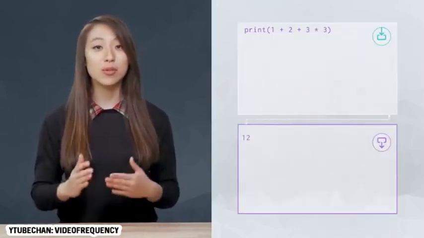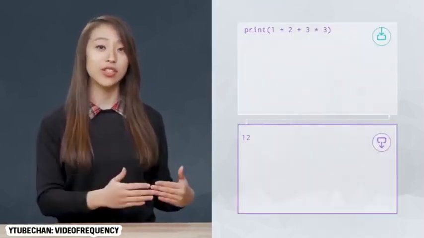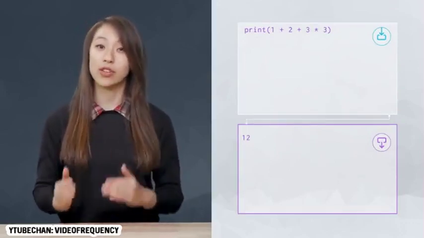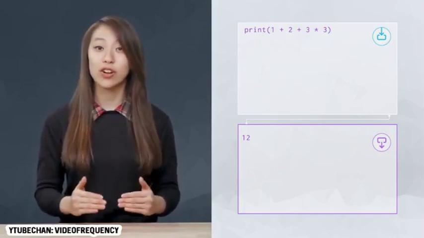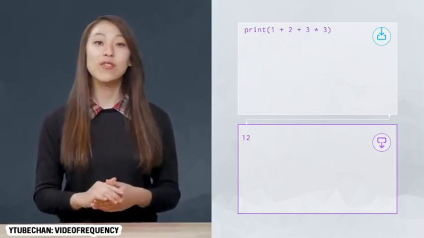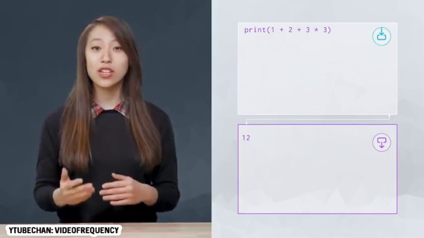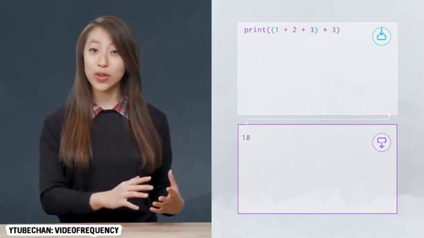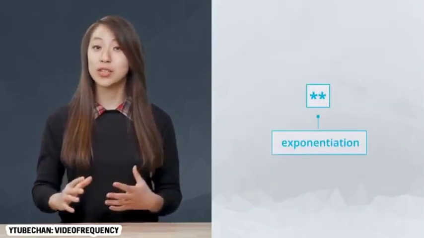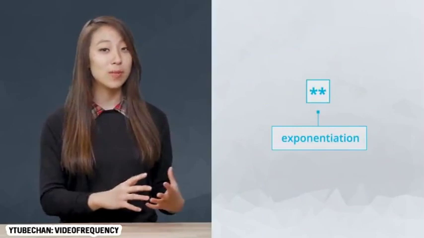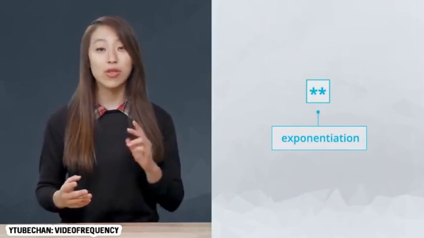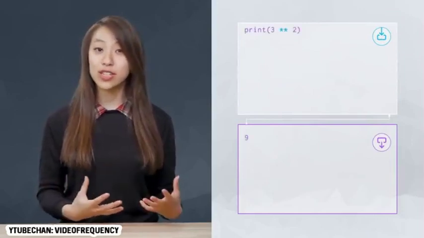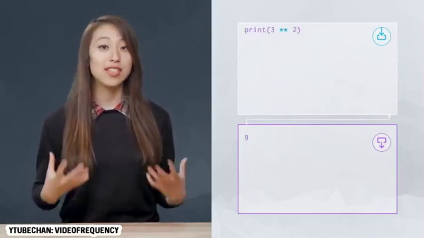Here, you can see that multiplication happens before addition. This is because Python follows mathematical order of operations, which you can get a refresher on in the notes below. If you want addition to come first, you can enclose this part in parentheses. Moving on from those 4, here's the operator for exponentiation. You can raise one number to the power of another with 2 asterisks. For example, this line prints 3 to the power of 2, which results in 9.